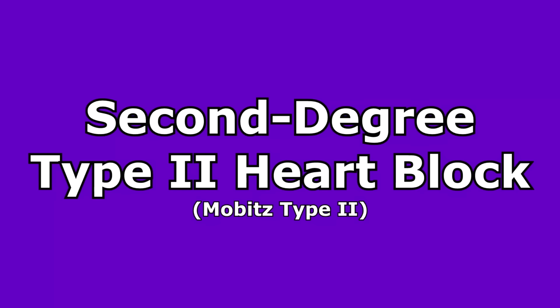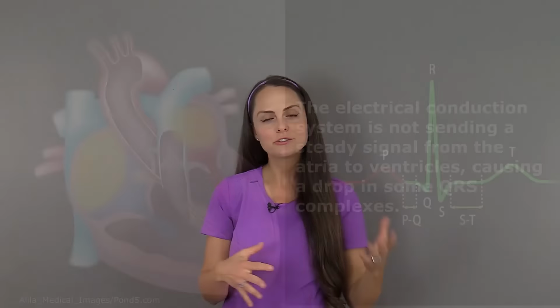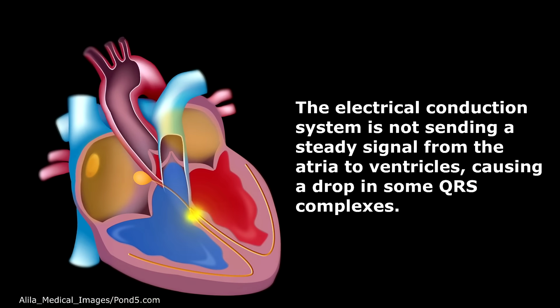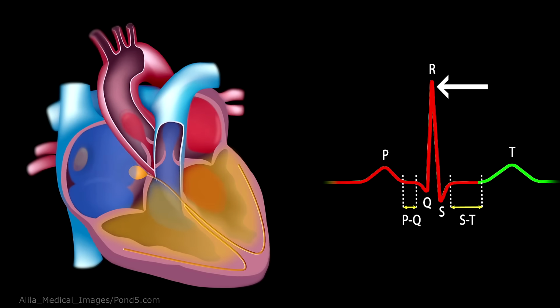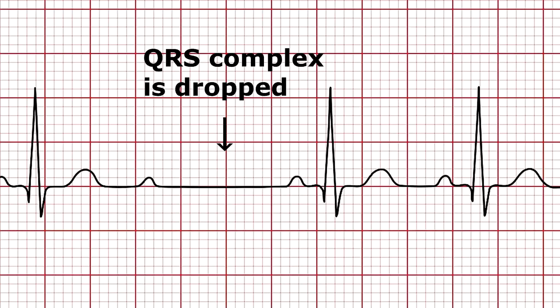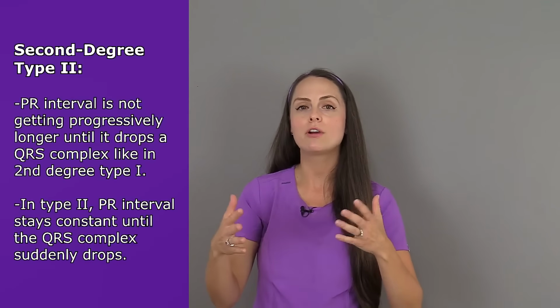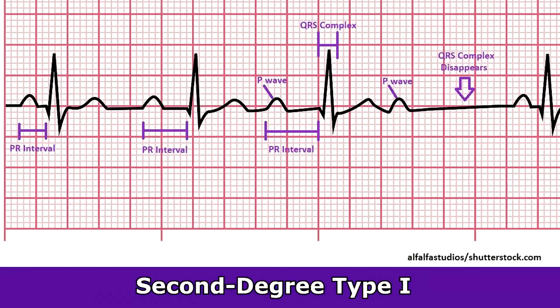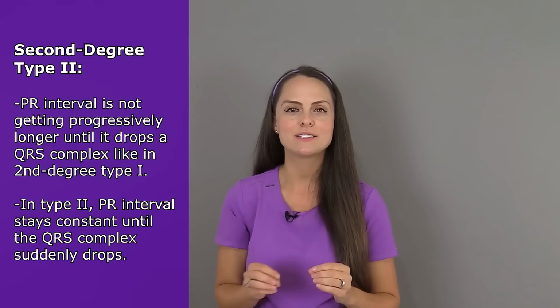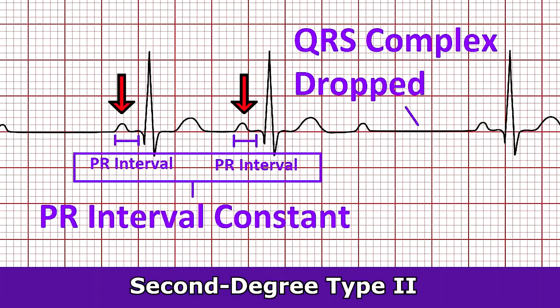Now let's look at second degree type 2, which is also known as Mobitz type 2. So the reason that this rhythm is occurring is because the electrical conduction system is not sending a steady signal from the atria to the ventricles, because whenever it normally does that, we get a P wave followed by a QRS complex. And because that signal is not steady, we're going to actually lose that QRS complex. Therefore, what you want to remember is that the PR interval does not progressively get longer and longer, and then all of a sudden we drop a QRS complex. That happens in second degree type 1. In second degree type 2, that PR interval is going to stay constant, meaning it's going to stay the same throughout that rhythm. And then we will lose a QRS complex at some point.